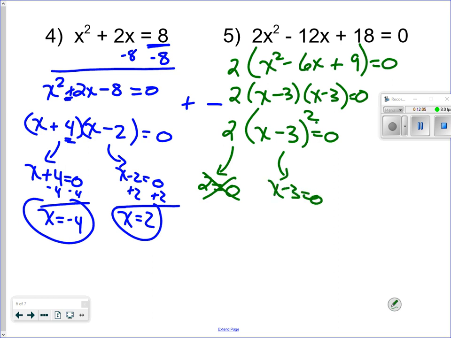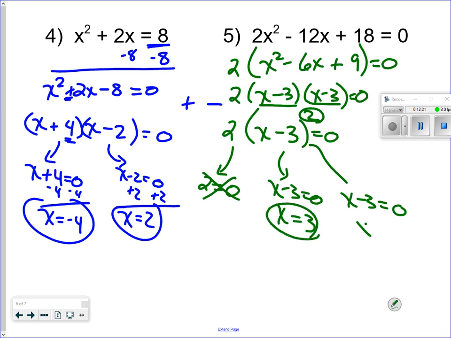But remember, this little 2 right here means it's actually in there twice, just like this one if you write it twice. So you actually have the same thing twice. This is called a double root. Got the same answer twice. X equals 3, x equals 3. Same answer twice. X equals 3. And then this one, 2 equals 0, we cross that one off because 2 does not equal 0.